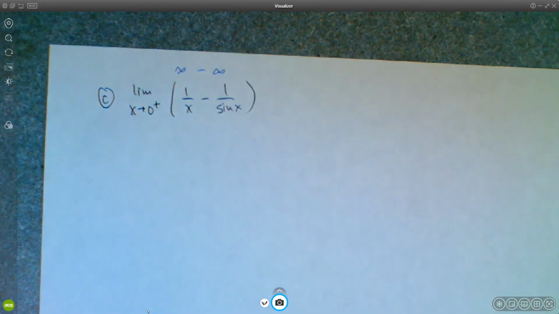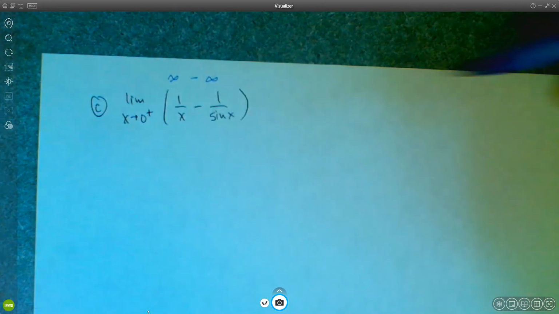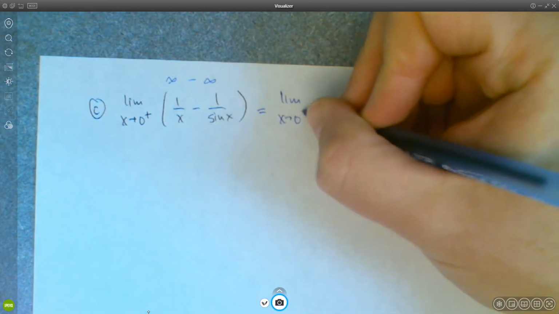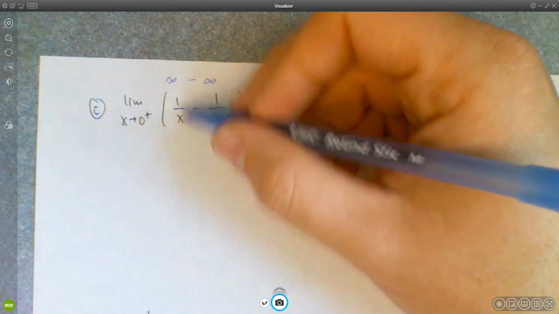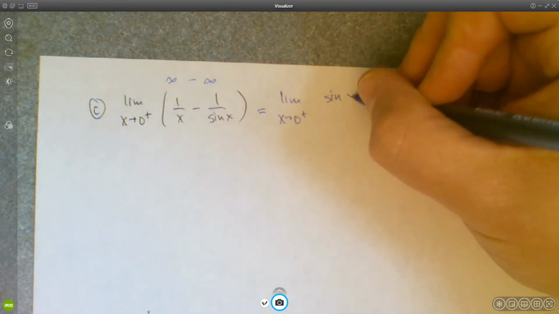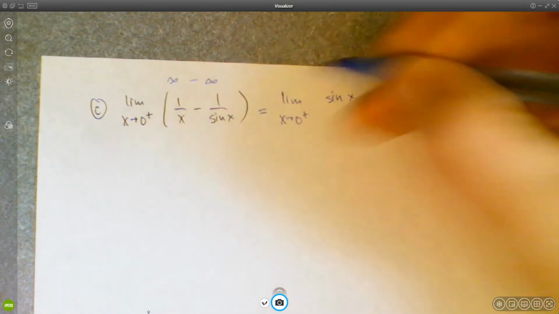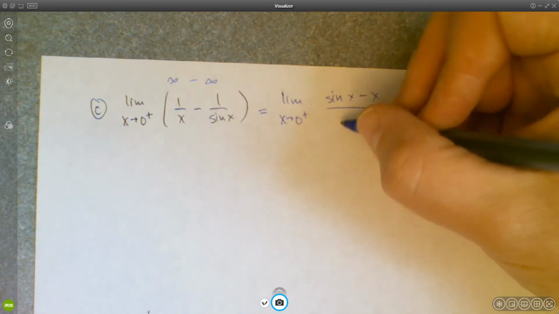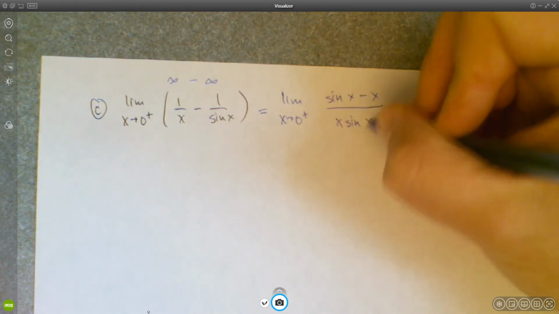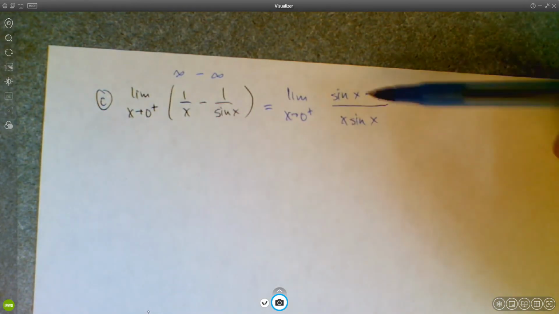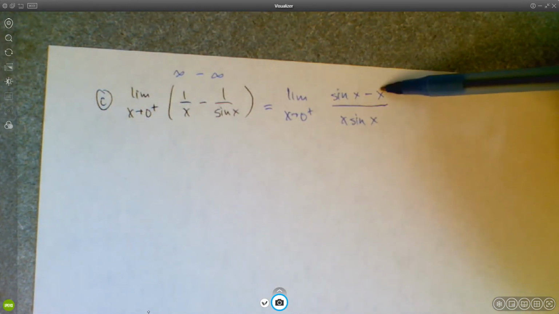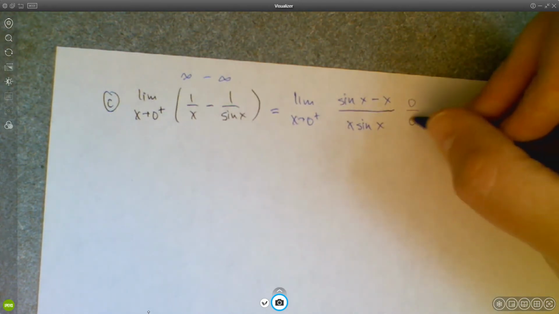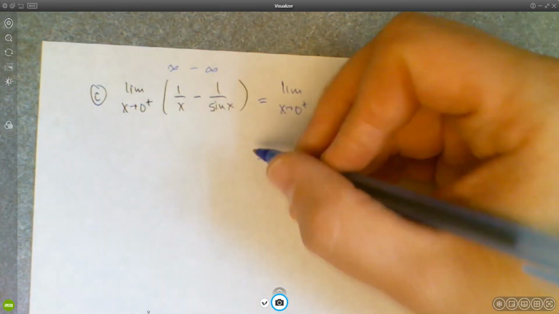So I think what we should try is the obvious thing, right? Try to combine these into a single rational expression. To do that, I would need a common denominator here. I would have to multiply by sine x, and here I would have to multiply by x. So I think I'm going to end up with sine x minus x over x sine x. Now if we plug in 0, what do we get? We get 0 minus 0, which is 0, over 0 times 0, which is 0, right? So this is an indeterminate of the form 0 over 0. All right, we're in business, right? L'Hôpital.